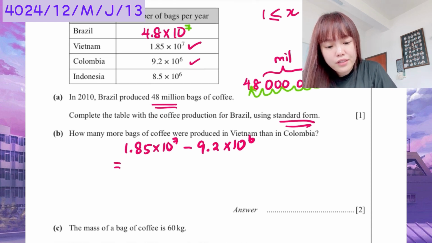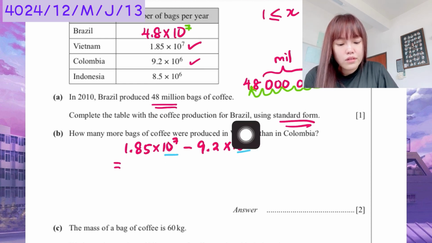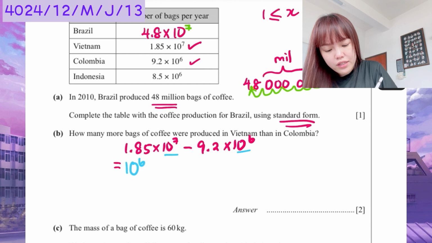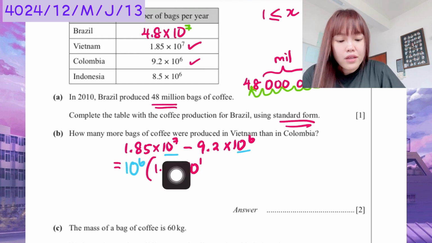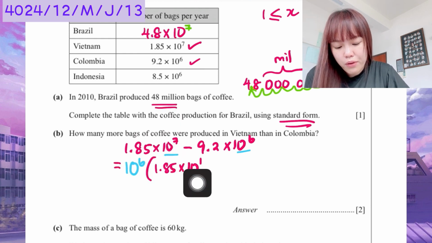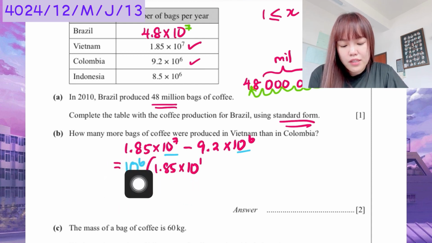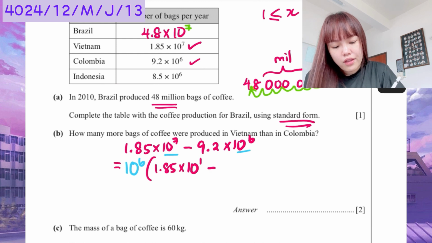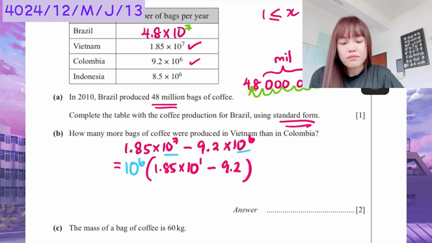So here I factorize, or I take out 10 to the power of 6 from here. Okay, so if I take out 10 to the power of 6, what is left inside here is 1.85 times 10 to the power of 1. Okay, because here 10 power 7, if you take out 10 power 6, left 10 power 1. Imagine if you times this back, 10 power 6 times with this, you will get 10 power 7, and with the 1.85. Minus with 9.2. Okay, where's 10 power 6? You already take out here.